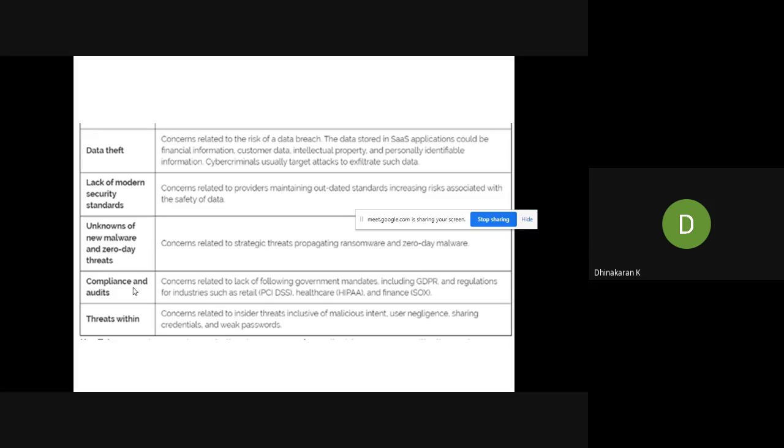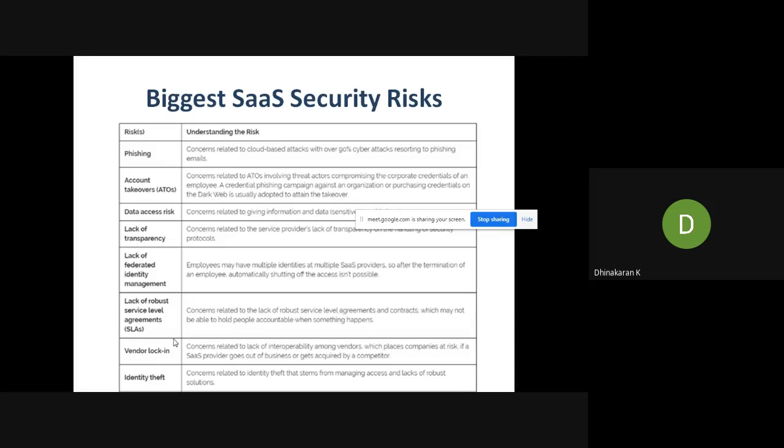So this is based on the concern related to the lack of following government mandates, including GDPR and regulations for industries such as retail, PCI DSS, and healthcare, and also for finance, where they have some audits and these things. Here we also need to focus on the security risk as well as threats from within, meaning insider attacks. They also try to act as malicious users. They are also users inside your cloud. They try to access other resources and also their own organization's resources. So these are the major risks.